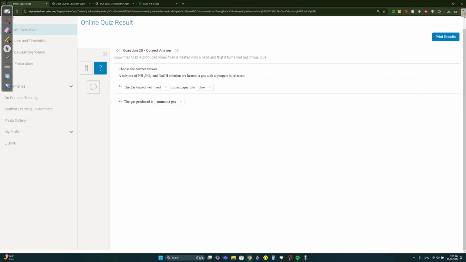Question 20. A mixture of ammonium nitrate, NH4NO3, and NaOH solution are heated. A gas with a pungent smell is released. The gas turns damp red litmus paper to blue. Why? Because the pungent gas is NH3, it's ammonia. When you react an ammonium salt with a base, you get ammonia.